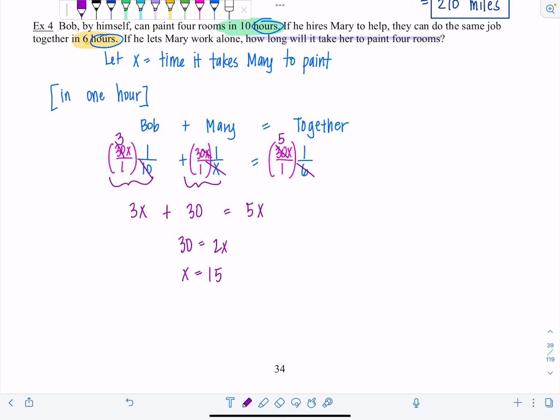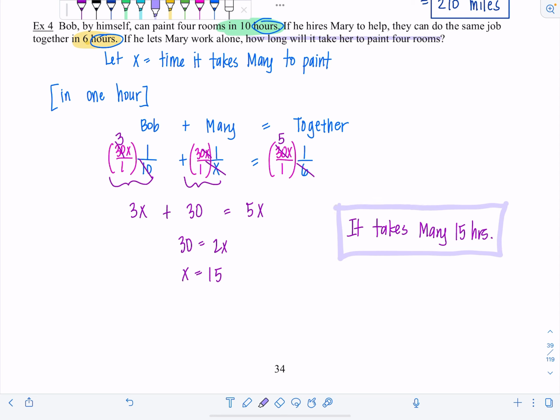So how long will it take Mary to paint 4 rooms? It takes Mary 15 hours. Poor thing. I hope Bob helps consistently. Okay, so that concludes the lesson.